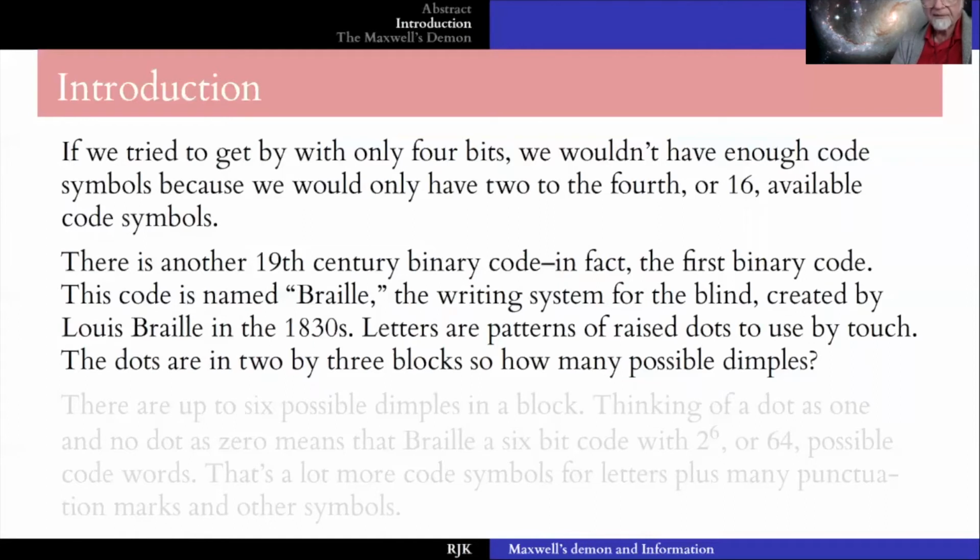In fact, the first binary code that was designed is called Braille, the writing system for the blind, created by Louis Braille in the 1830s. Letters are patterns of raised dots used by touch, and they're in a 2x3 block of dimples. They can either be up or down, either way.